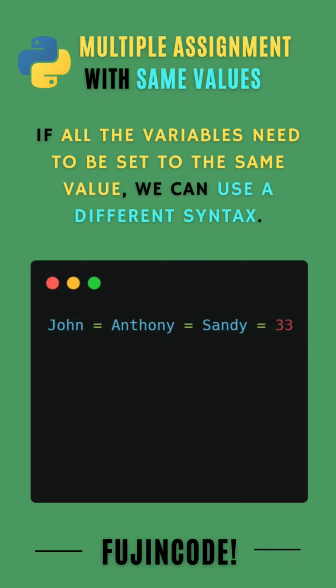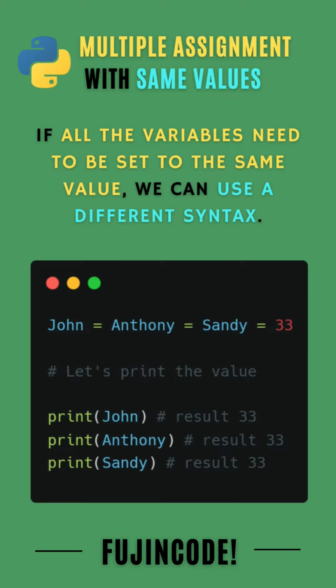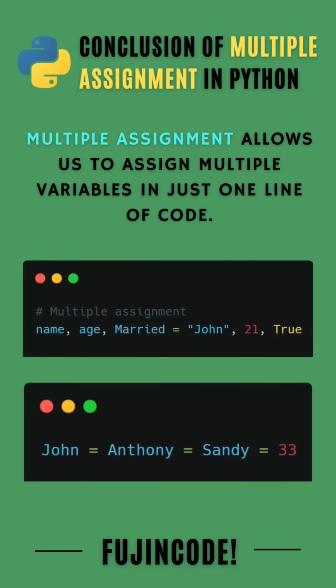If all the variables need to be set to the same value, we can use a different syntax. This assigns all variables to the value 33 in just one line of code. That's it. Multiple assignment is a simple but powerful feature in Python that allows us to assign multiple variables in just one line of code.